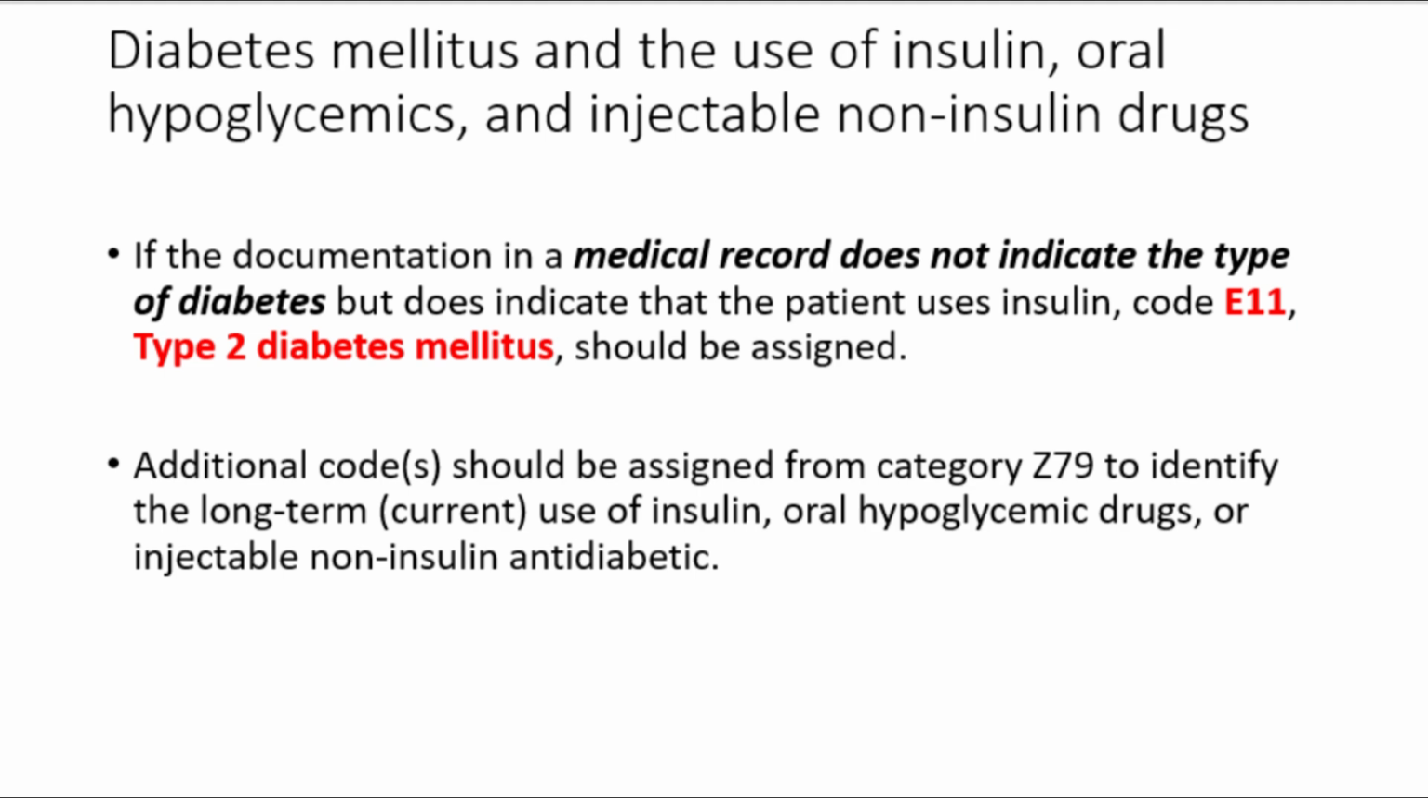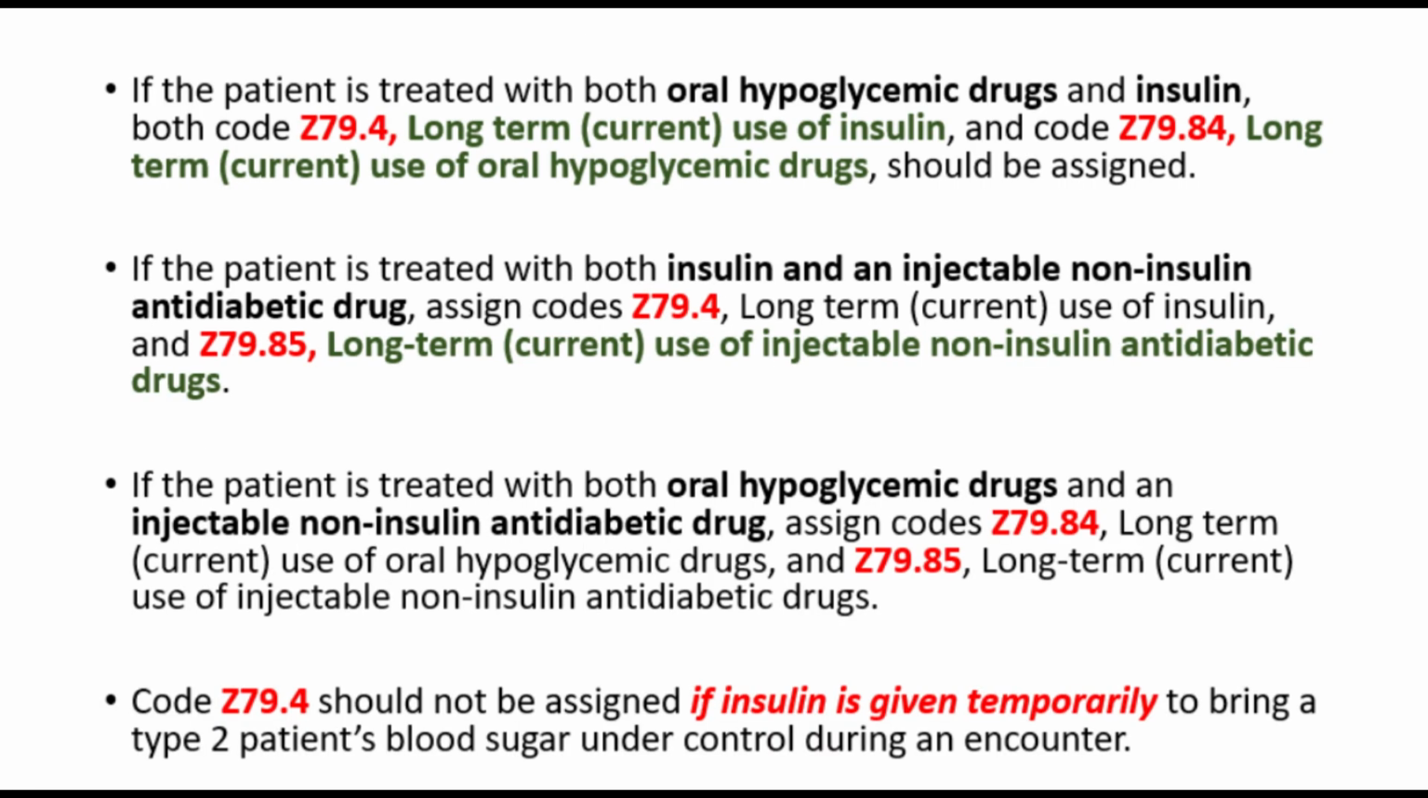Additional code should be assigned from category Z79 to identify the long-term use of insulin, oral hypoglycemic drugs, or injectable non-insulin anti-diabetic. If the patient is treated with both oral hypoglycemic drugs and insulin, both code Z79.4, long-term use of insulin, and code Z79.84, long-term use of oral hypoglycemic drugs, should be assigned.